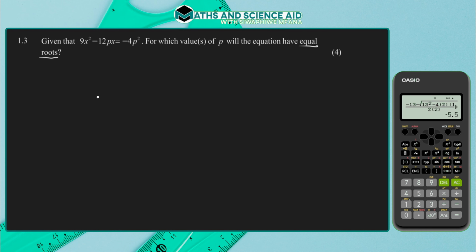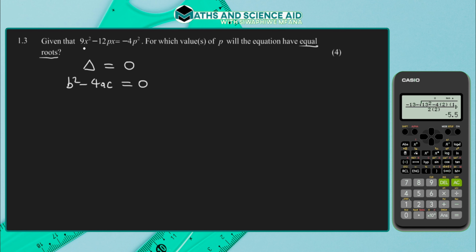Okay, and so this is about the nature of roots, and we know that if roots are equal, it means that the discriminant, which can be symbolized as delta, must be equal to 0. And of course, the discriminant is just what is under the square root in the quadratic formula. So basically, this means that b squared minus 4ac must be equal to 0.